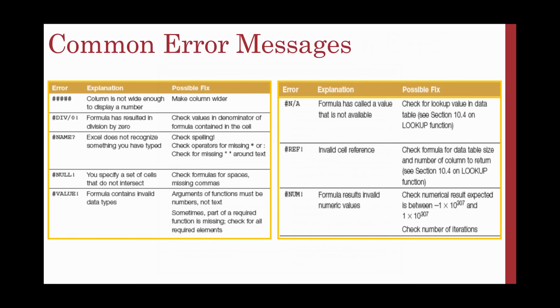#NULL! means the specified set of cells do not intersect. #VALUE! means the formula contains an invalid data type, so you should check that you're inputting what you need for that function. #N/A means the formula has called a value that's not available. #REF! is an invalid reference. And #NUM! means the formula results are invalid for numerical types. You want to check your result is between the values that Excel accepts. So these are all typically caused by mistyping something.